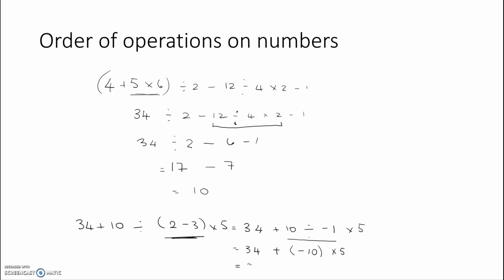And next sweep across, we've got 34 plus, now negative 10 times 5 would be plus negative 50, which we can write as 34 minus 50 from an earlier video, which would give us negative 16.